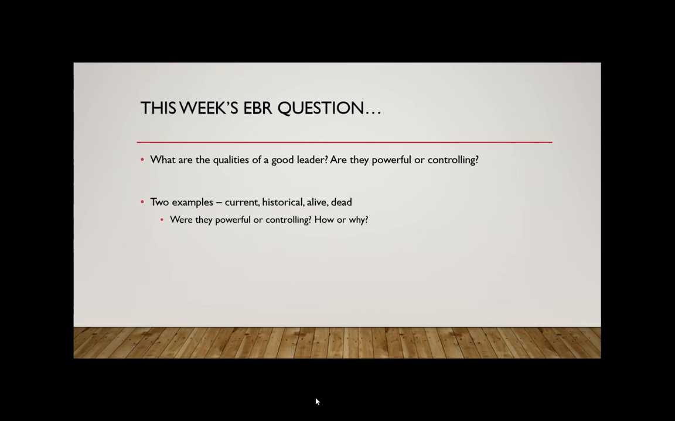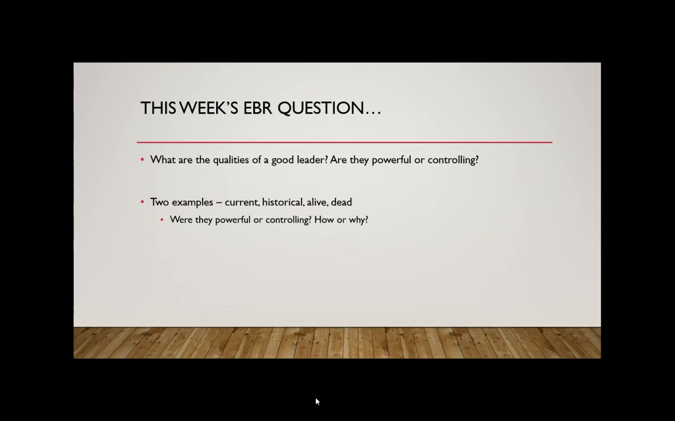So here is this week's actual Explore Before Reading question. Before you do the reading this week, tell me what you believe the qualities of a good leader are. Are they powerful or are they controlling, based on those definitions that I gave you earlier of what a powerful leader does and a controlling leader does?